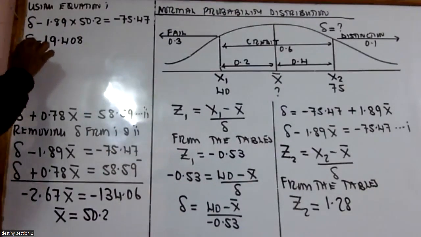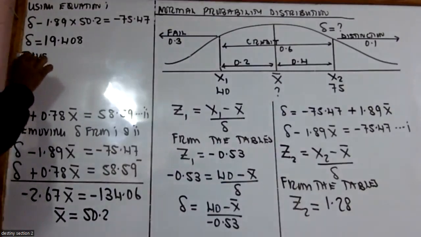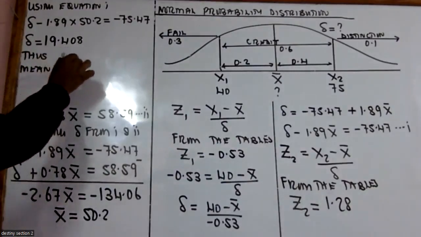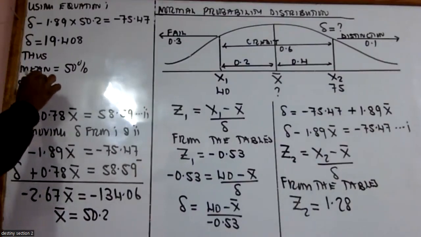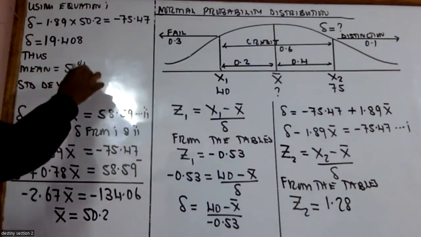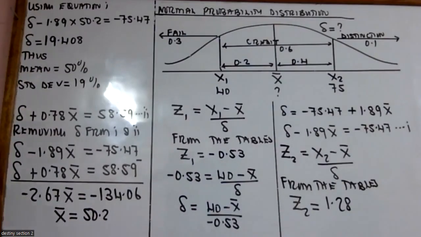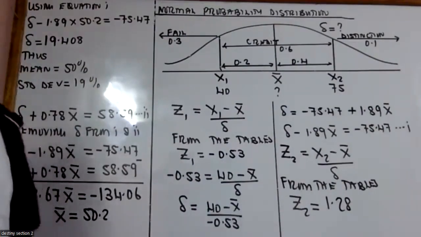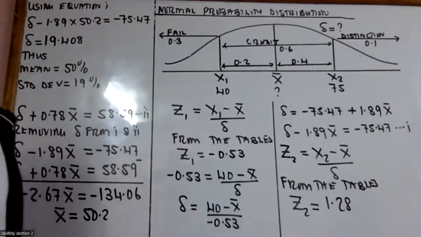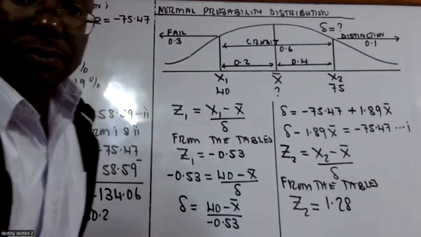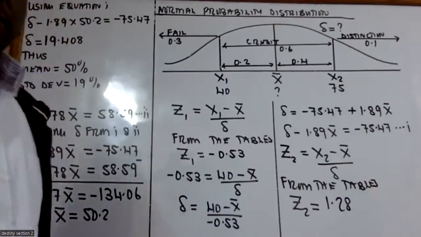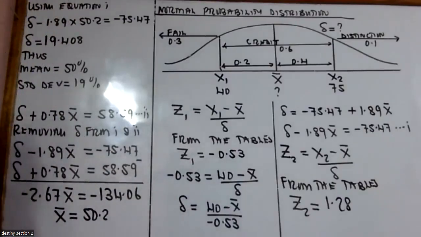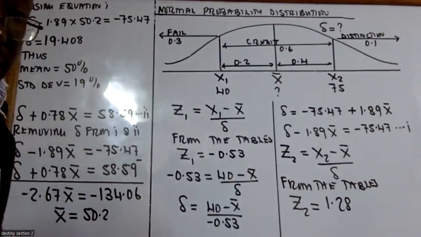So thus, the mean, we can talk of 50%, and standard deviation, we will talk of 19%. So we are good there. Want us to go to the next.